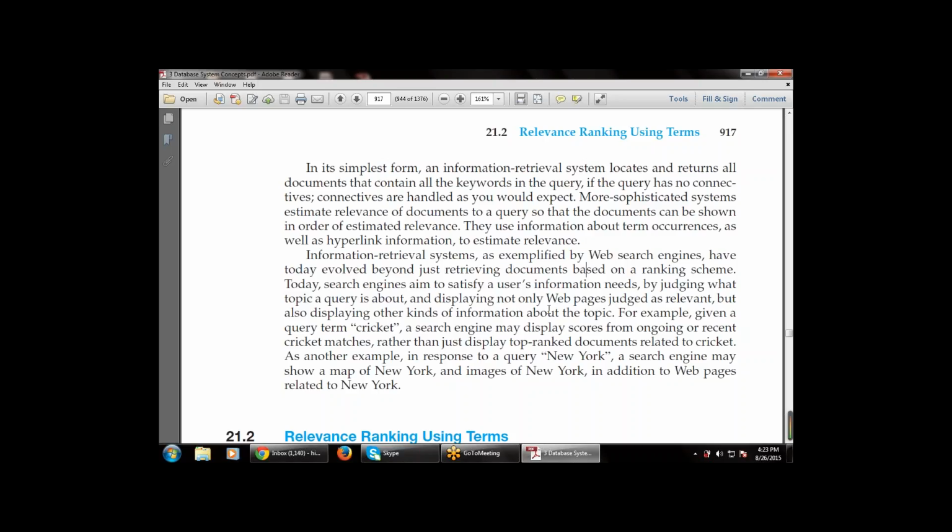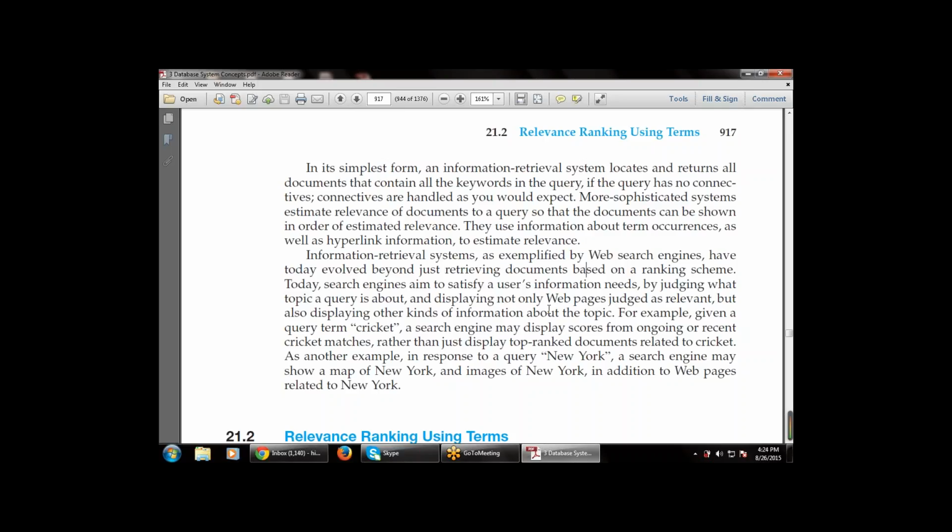Today a search engine aims to satisfy a user's information needs by judging what topic a query is about and displaying not only web pages but also other kinds of information that are useful for the various topics. For example, given a query "team," a search engine may display scores from ongoing or recent group activity that matches the criteria, rather than just displaying top ranked documents related to cricket.